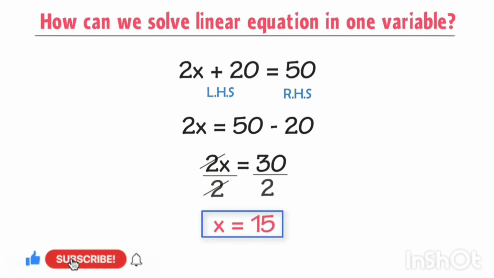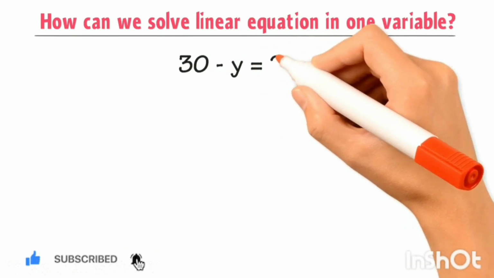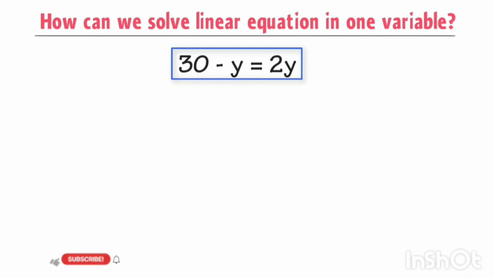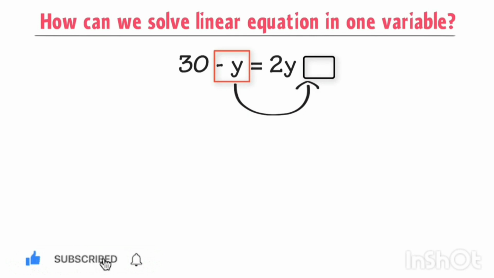Now let me give you another example. 30 minus y is equal to 2y. We know that there are three terms in this equation, but there are two terms in which there is the same variable, I mean y. Hence, we will arrange this equation in a way in which y should be made as one term. Thus, we will shift minus y from the left-hand side to the right-hand side.